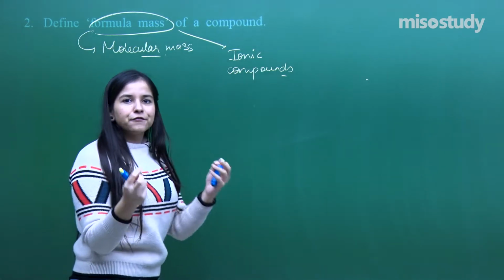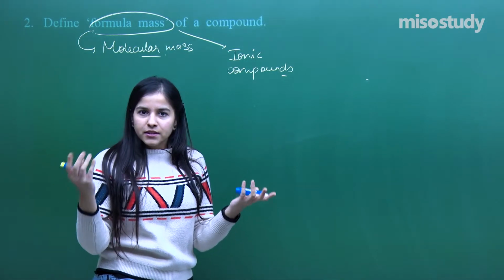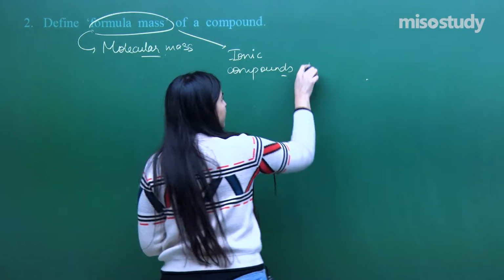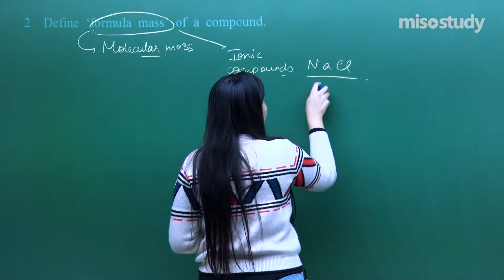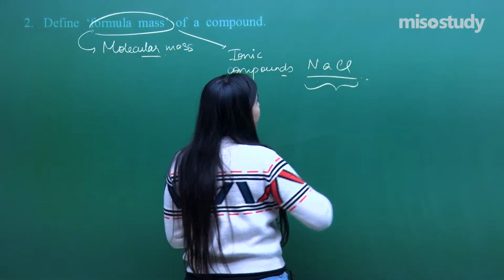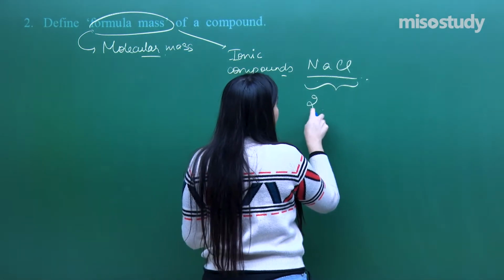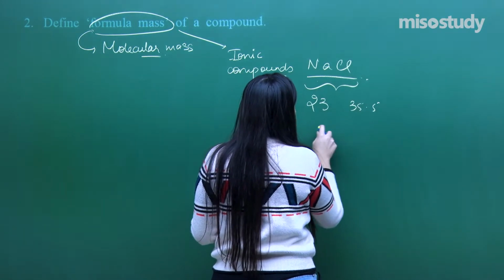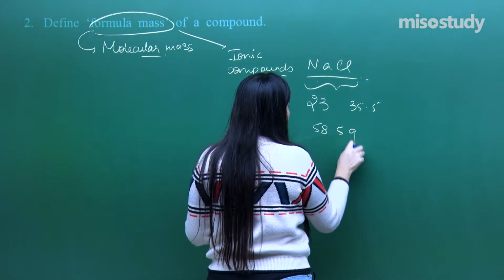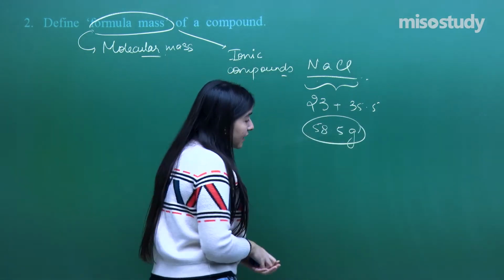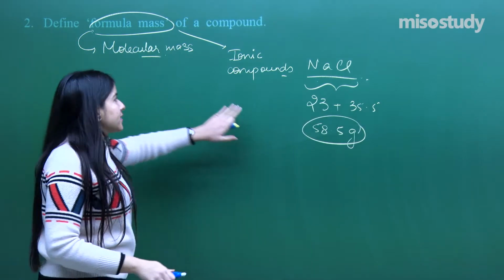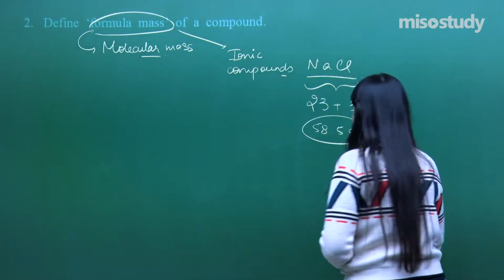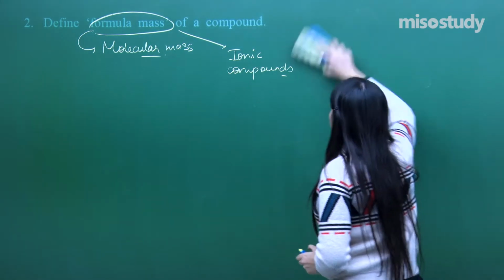It is just a difference in what we call it. The criteria will remain the same, the logic will remain the same. For example, if I try to calculate the molecular mass of NaCl, sodium is 23, chlorine 35.5, how much? 58.5 grams will be the total mass. That means this can be called molecular mass, but more appropriately formula mass in the case of an ionic compound. Got it? So accordingly you have to write the answer.